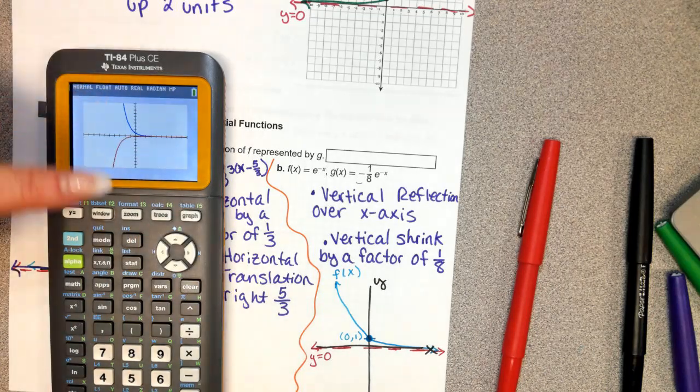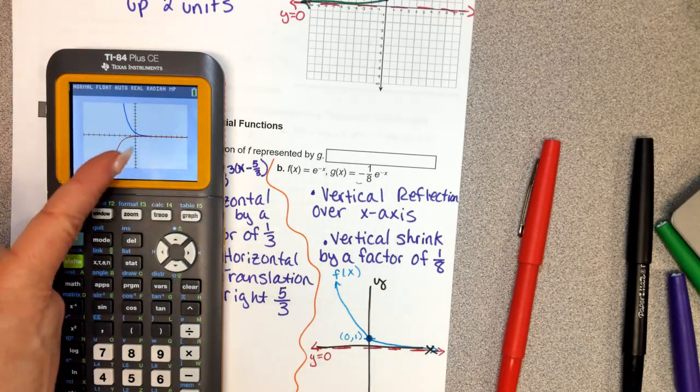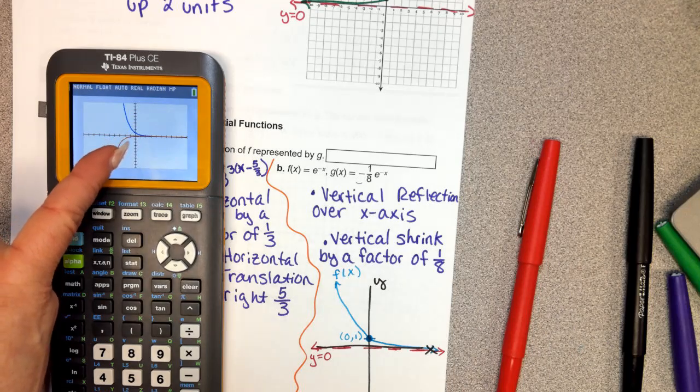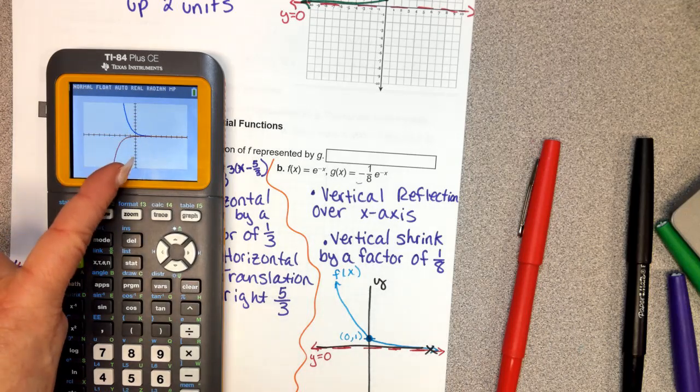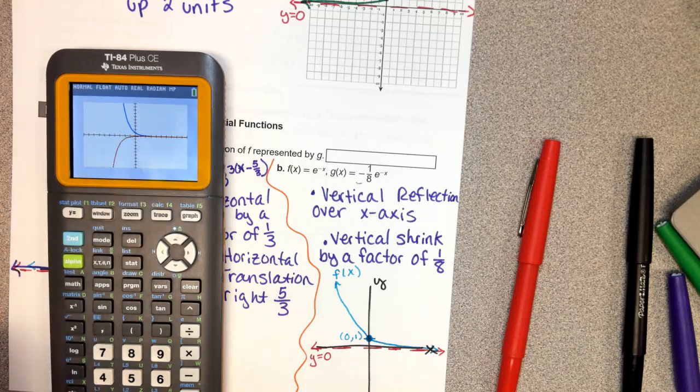So we have that vertical reflection. You can see that it reflected over the x-axis, so now it's facing downward. And you can see that it does not go all the way to 1. It doesn't have a y-intercept of 1 or -1. It's very close, but the asymptote did not change. That asymptote did not change because there was not an up or down movement.